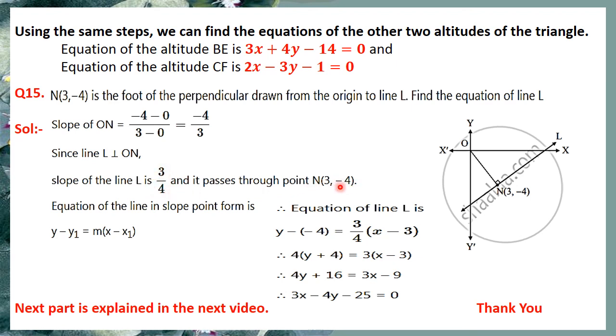And it passes through the point (3, minus 4). So we will use the point slope form of the equation, that is y minus y1 is equal to m into x minus x1. Substituting the values, we write y minus of minus 4 is equal to 3 upon 4 into x minus 3. So y plus 4, and then this 4 is taken to the LHS. So 4 into y plus 4 is equal to 3 into x minus 3. Opening these brackets, 4y plus 16 is equal to 3x minus 9. So the equation is 3x minus 4y minus 25 is equal to 0.